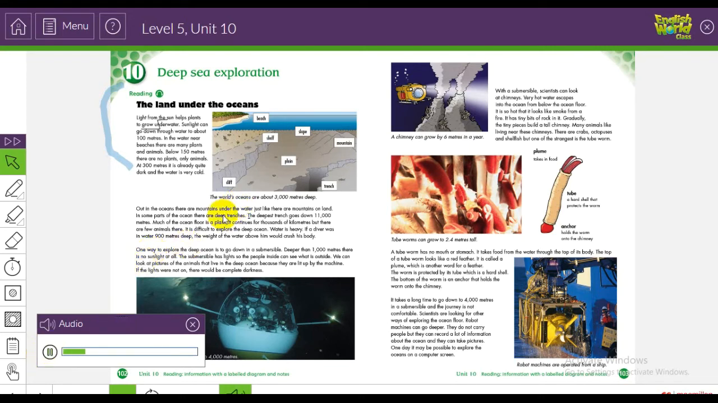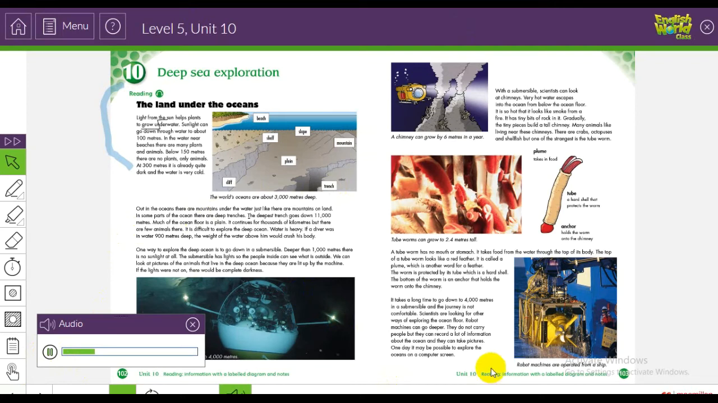Beach, shelf, slope, mountain, plain, cliff, trench, trench.